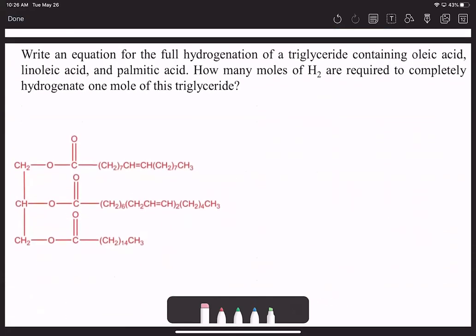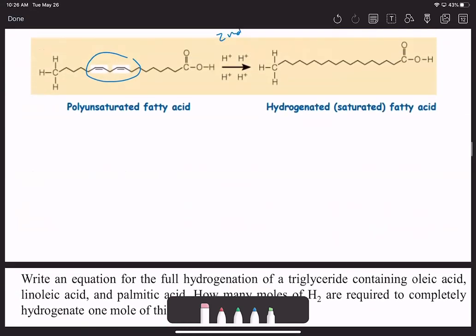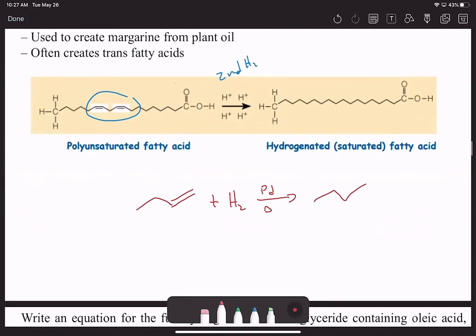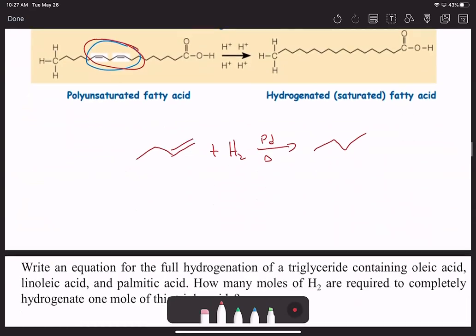So here, and maybe we should do a little review on that. So, hydrogenation reaction. Here's an alkene plus H2. I'll use some palladium, and we get this structure here, right? So that's a hydrogenation reaction. We can do that with any of our fatty acids.